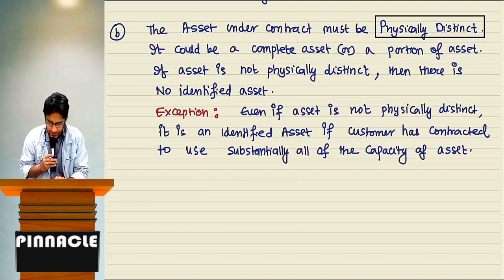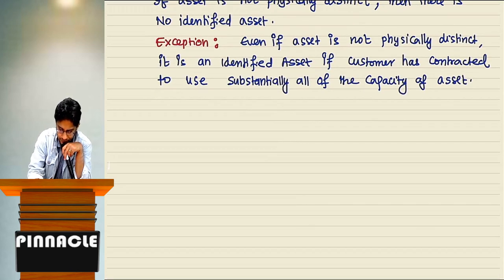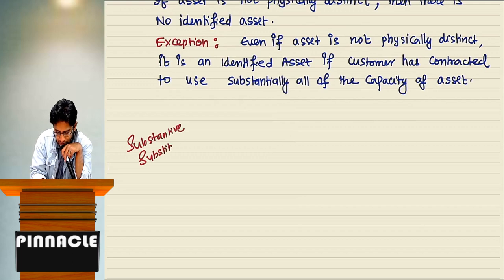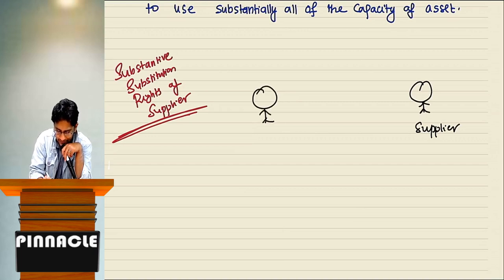So guys, in identified asset, there is one more small special case here. First listen, I'll make you read later on. This is substantive substitution rights of supplier. This fellow is a supplier of the asset. He is the owner of the asset. He is giving the asset to this fellow who is a user.